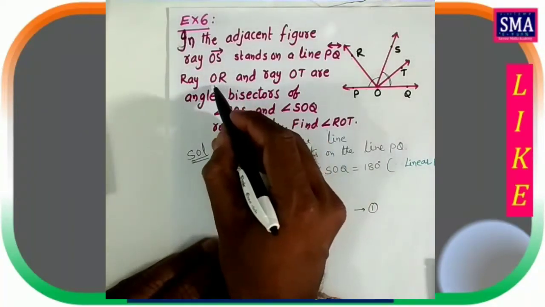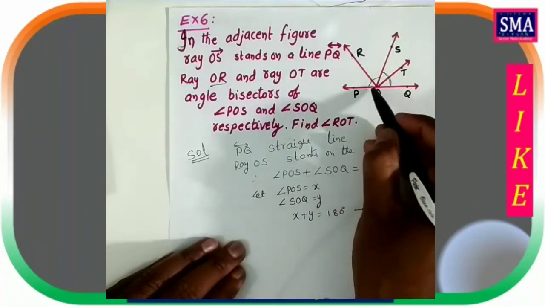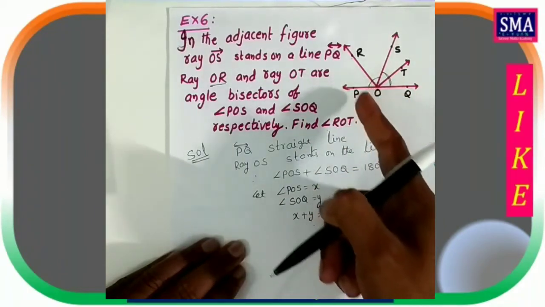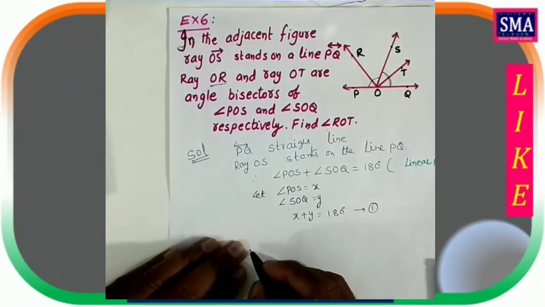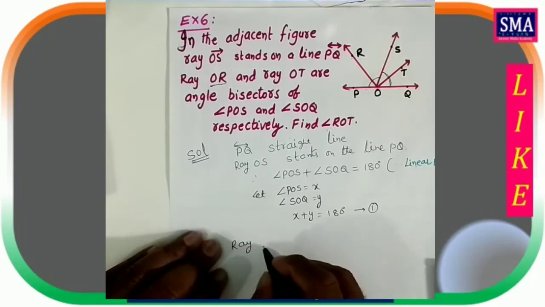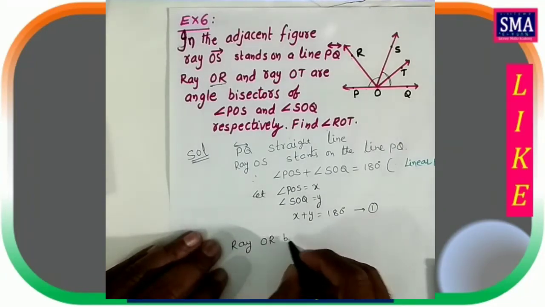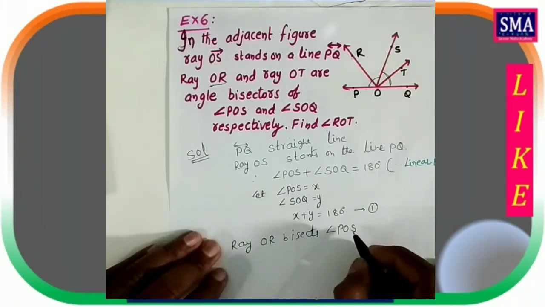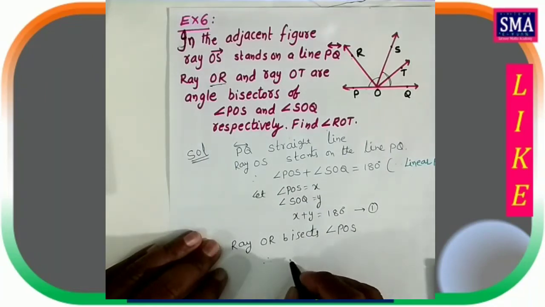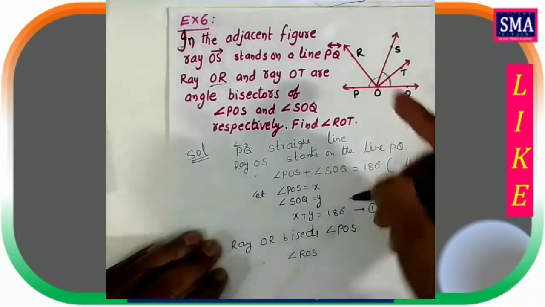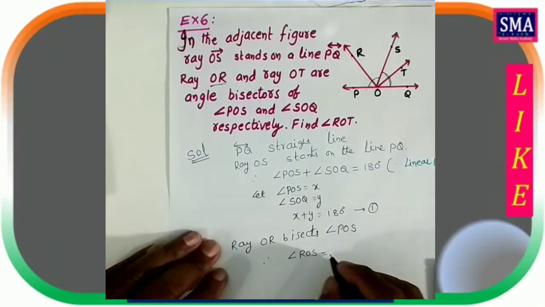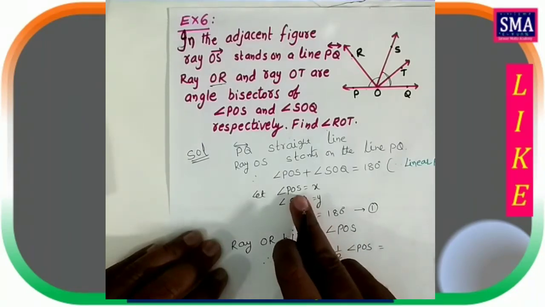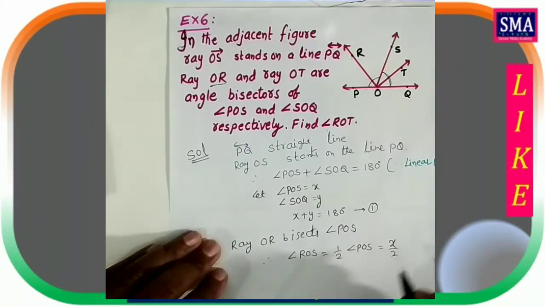Next one, OR is the bisector of angle POS. Therefore, ray OR bisects angle POS. Therefore, angle ROS is equal to half of angle POS. We know that angle POS is equal to X. Therefore, angle ROS is equal to X by 2.